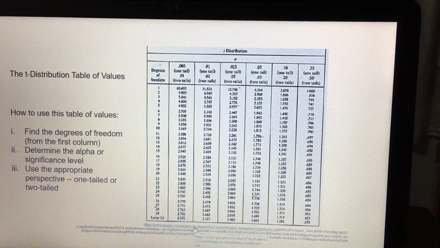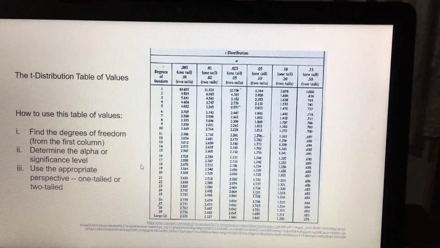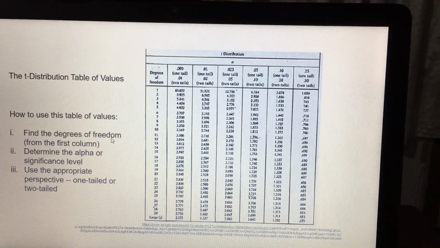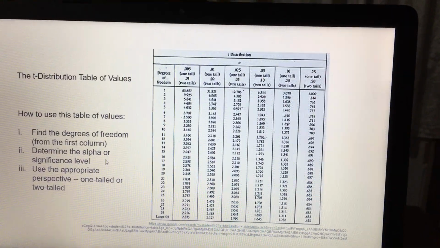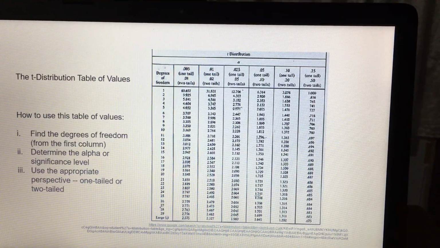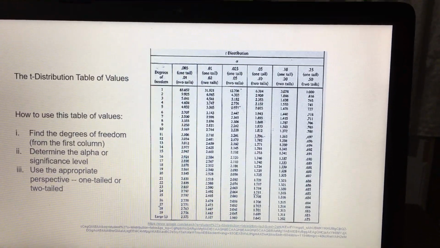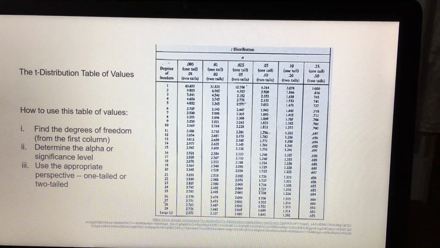To illustrate how we can go about easily in finding the critical values, let's look at the steps that we need to follow. First, we find the degrees of freedom from the first column, and then we determine the alpha or the level of significance and identify which perspective we would adopt, either a one-tailed or a two-tailed perspective.